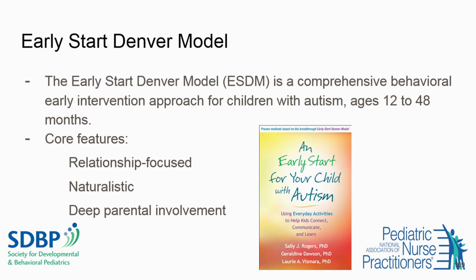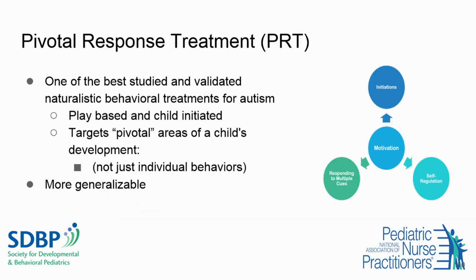It can be delivered by therapy teams and or caregivers in groups or in individual therapy sessions in a clinic setting or in a child's home, so it's very flexible. It's relationship focused and it has a lot of caregiver involvement. It was designed for children ages 12 to 48 months. A lot of Early Start programs are receiving training in the Early Start Denver model.